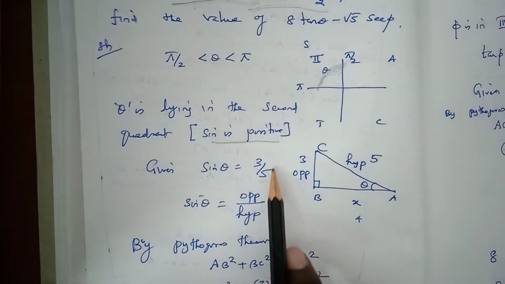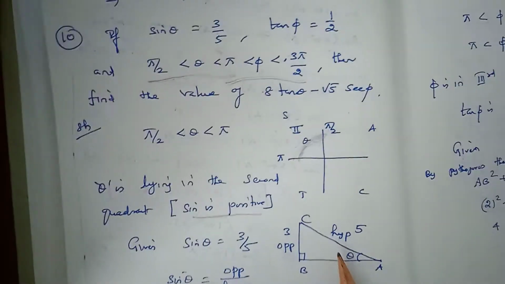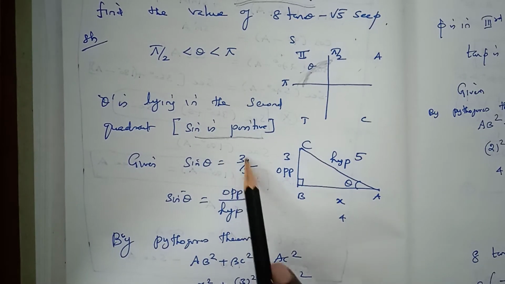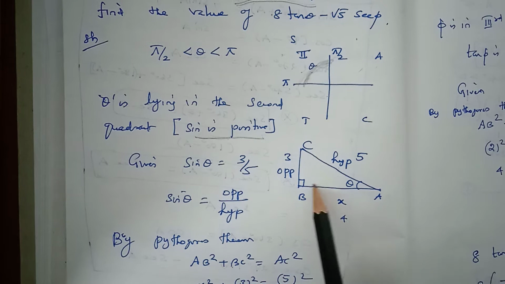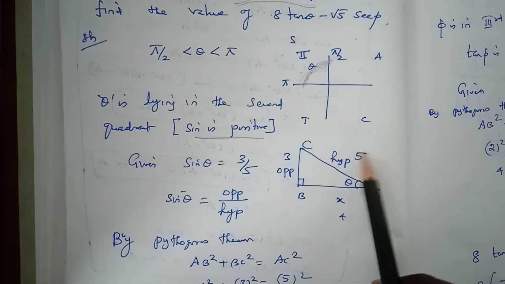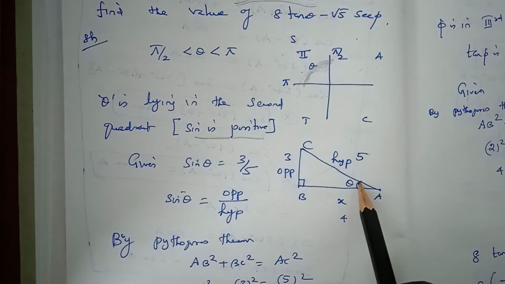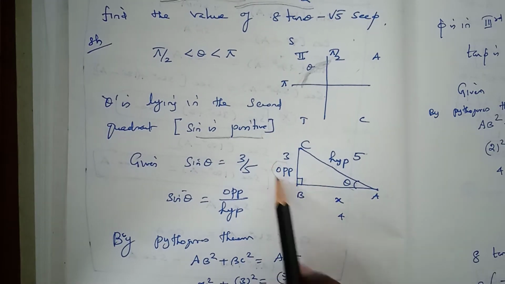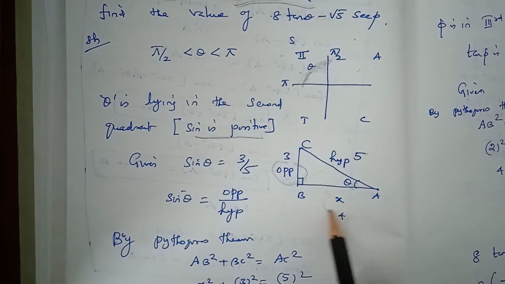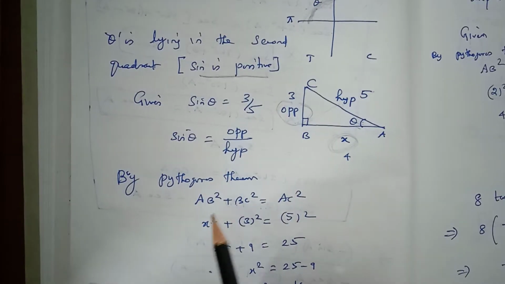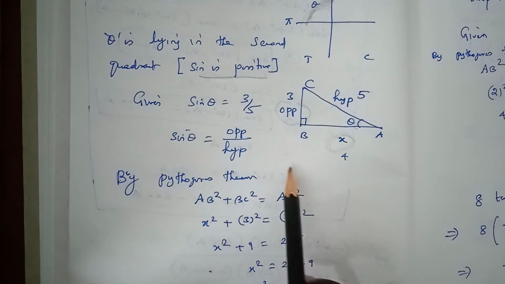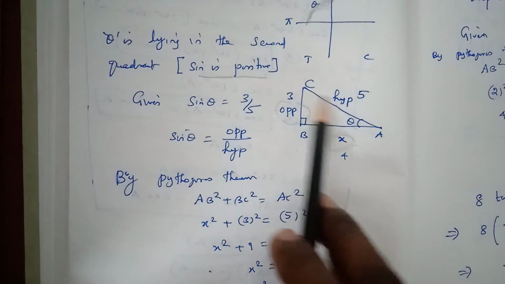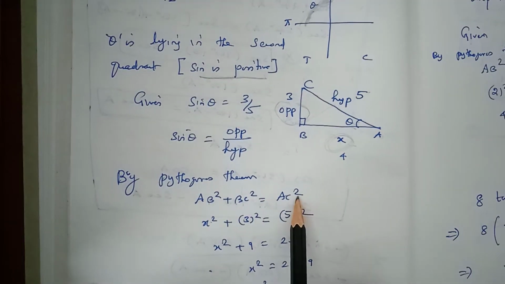So sin theta equals 3 by 5 is already given. Applying the right angle triangle, the formula is sin theta equals opposite side by hypotenuse. So 5 is the hypotenuse, the side opposite the angle is 3, and the remaining side is the adjacent side. Applying the Pythagoras theorem, AB square plus BC square equals AC square.